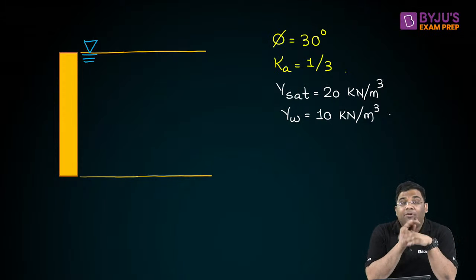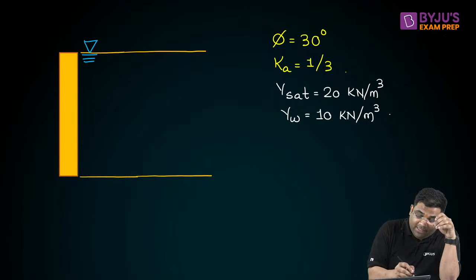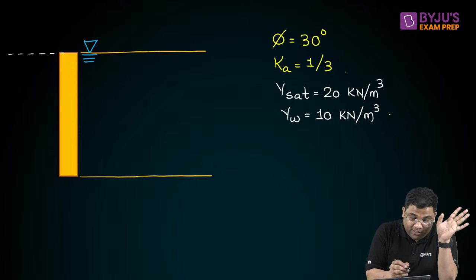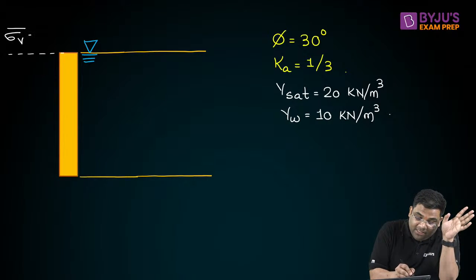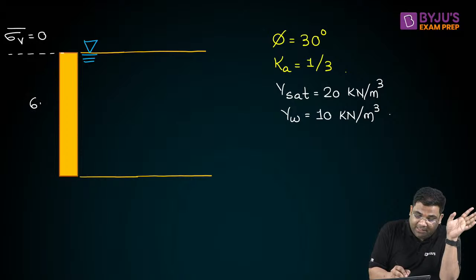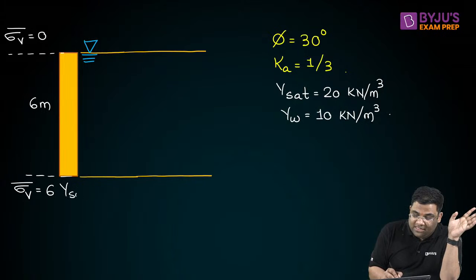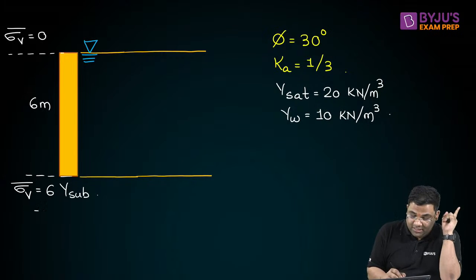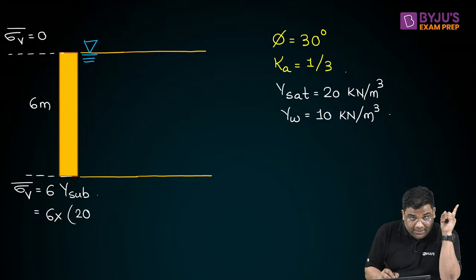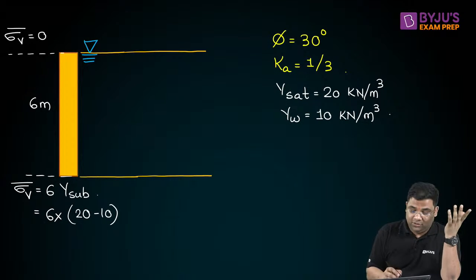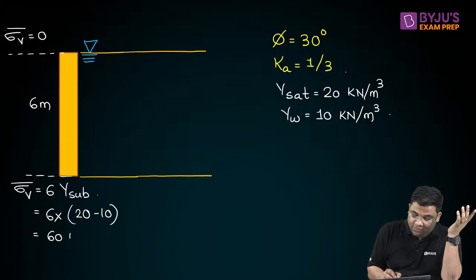Now you see, what is the vertical stress here? First step was to find out the vertical stresses at important points. The vertical stress here will be 0, and suppose this is 6 meter height. The vertical stress here will be simply 6 into gamma submerged, right? Because now it is in submerged condition. Gamma saturated minus gamma W, that is 10. So I can say this is 60 kilonewton per meter square.